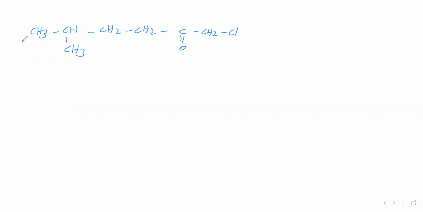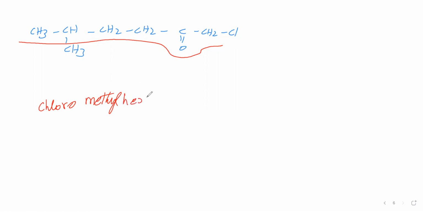Now we will select the parent chain. The parent chain is this one. So this branch name is methyl. Cl is not the main functional group, therefore we have to consider it as a substituent. Substituent means we have to consider it as a prefix. This prefix name is chloro. The parent chain contains 6 carbons, therefore hex. Primary suffix is ane, secondary suffix is one.